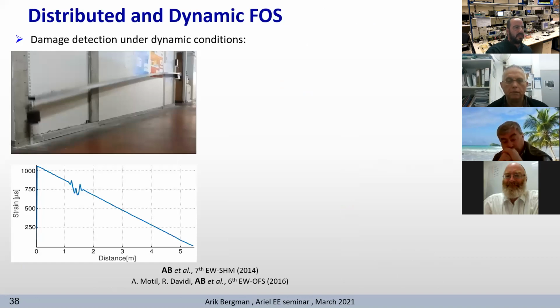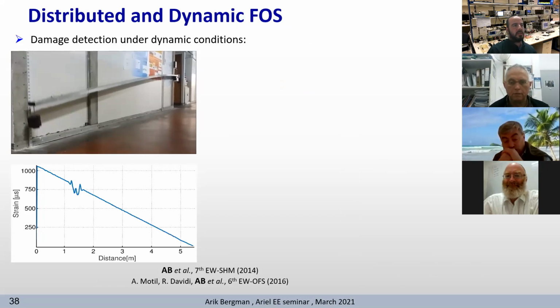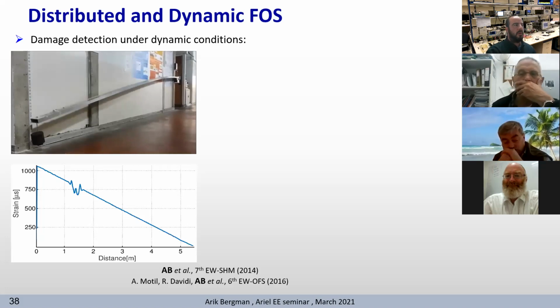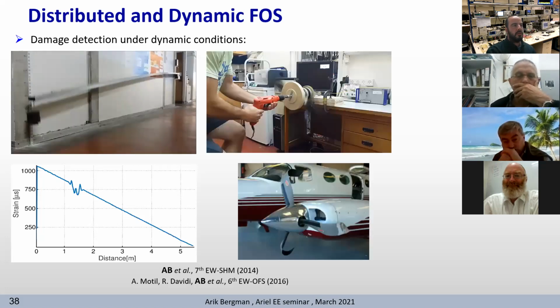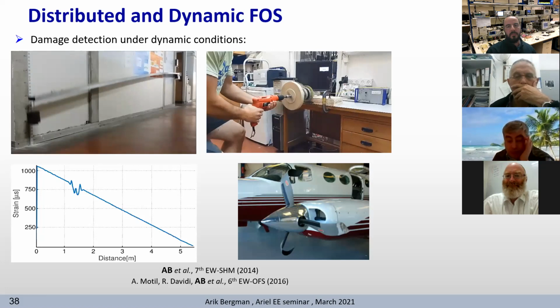Of specific interest is damage detection at arbitrary location along the fiber under dynamic conditions. You can see here that the strain profile is different at a certain location because of the defect we intentionally introduced. In another project, we measured the dynamic deformation of rotating propeller blades.